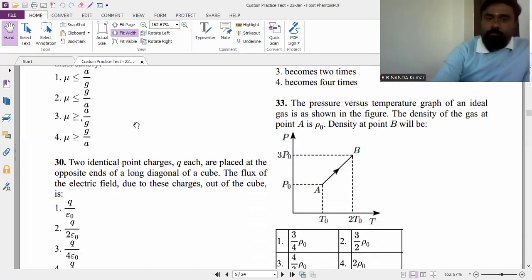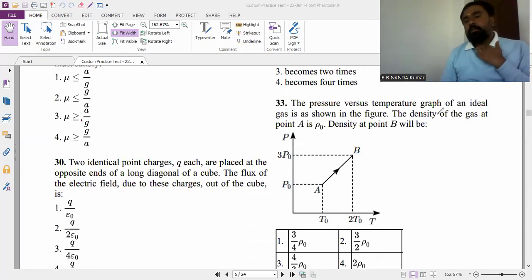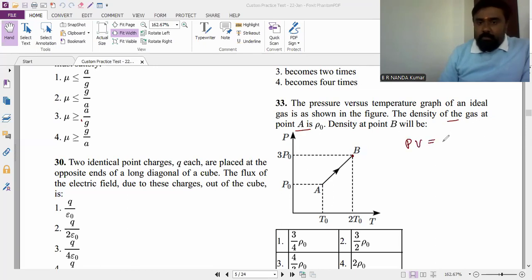The next question, number 33. The pressure versus temperature graph of an ideal gas is as shown in the figure. The density of the gas at point A is rho naught. The density at point B will be. So we have to calculate the density at point B. Again, the formula PV is equal to mu RT.